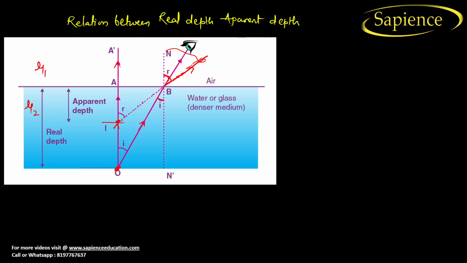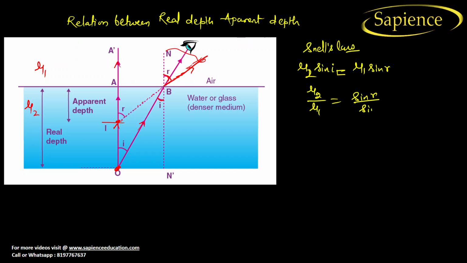First of all, we know that as per Snell's law, mu2 sine i is equal to mu1 sine r, because we have considered this as mu2. Now from here we can write mu2 by mu1 is equal to sine r by sine i. I hope you have understood this.